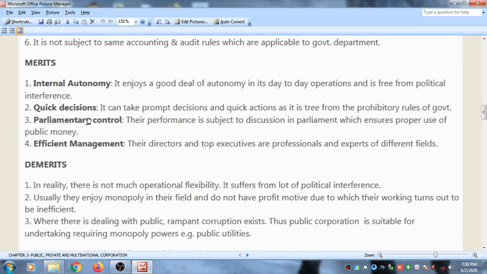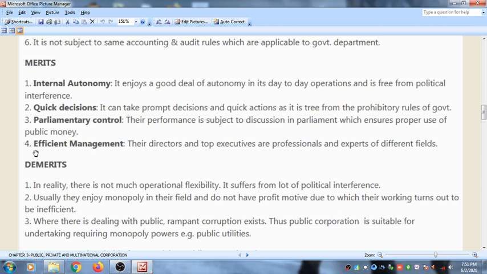The third benefit is parliamentary control. Their performance is subject to discussions in the parliament, which ensures proper use of public money. So the performance of the statutory corporation is discussed in the parliament, so that there is proper use of the public money. Since they are not financed from the central budget, the government does not interfere in the financial matters of the corporation.